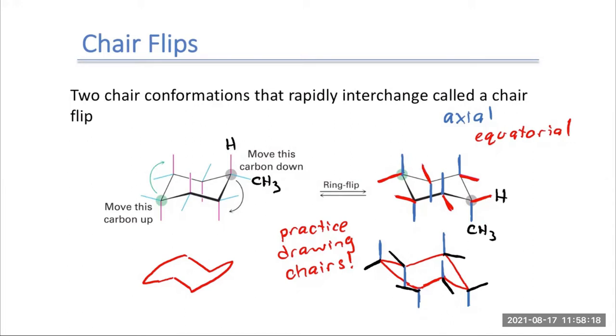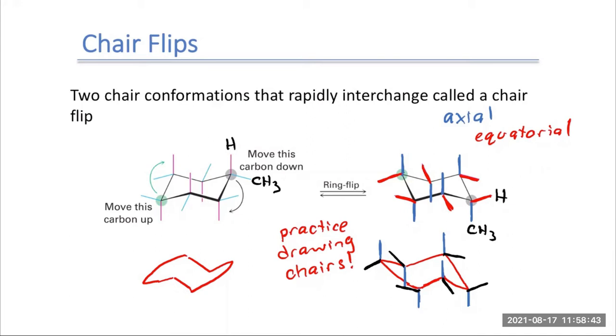So chair flip will change axial equatorial position, but it will not change whether the substituent is on the top side of the ring or the bottom side of the ring. That's an important thing to keep note of. Chair flips change axial to equatorial, but they do not change which side of the ring the substituent is on.